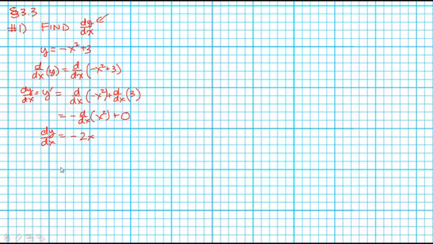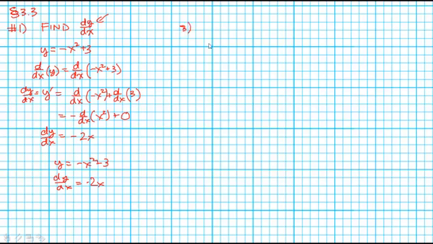Now, in time, with a lot of practice, you should be able to go from this step to this step. But for the time being, I'm going to be explicit on every single step. Alright, let's take a look at problem number 3.